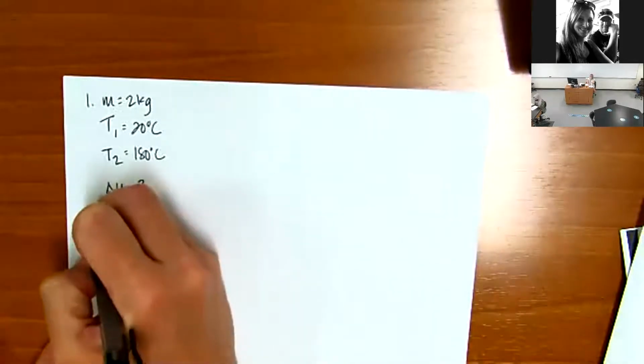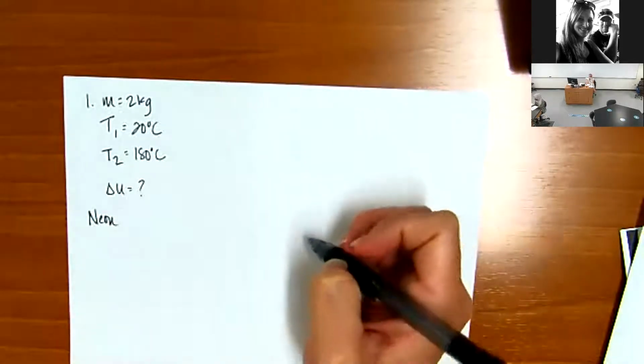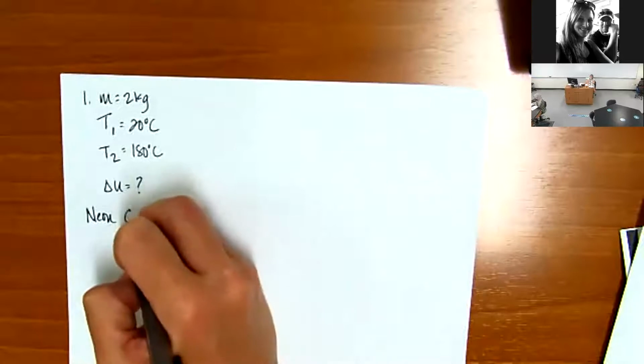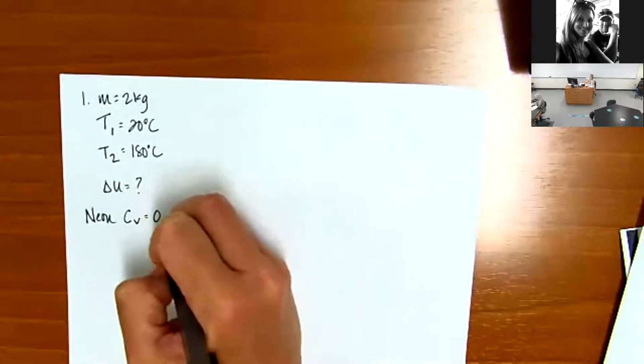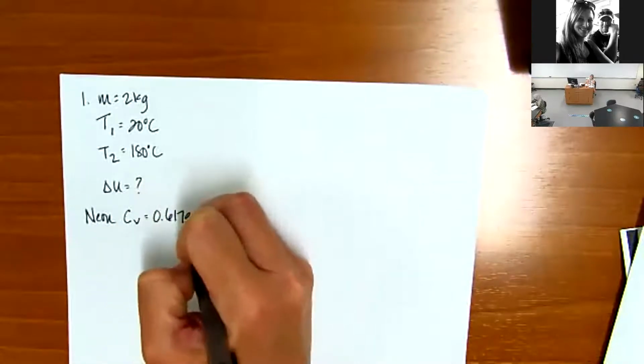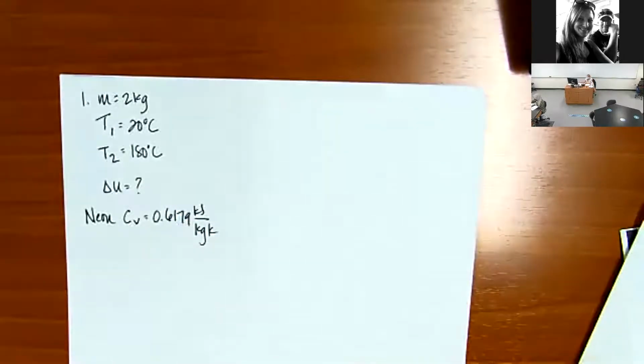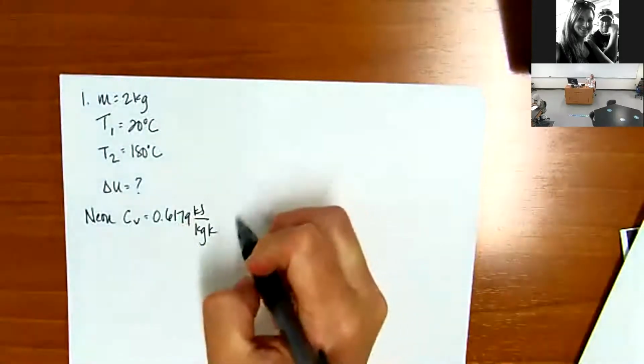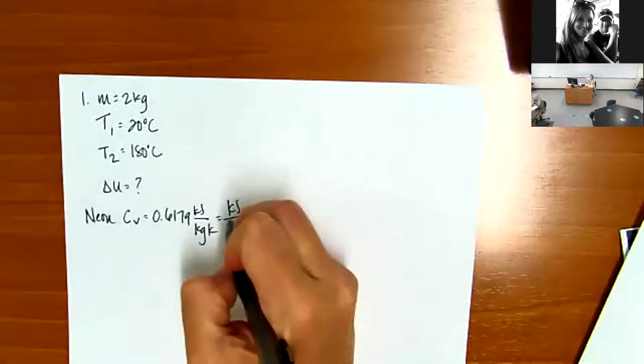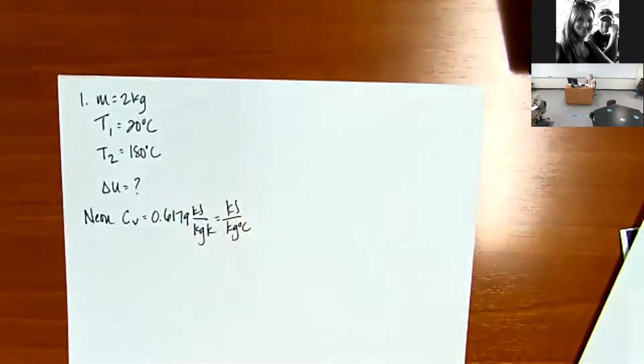We know that for neon, our C sub V is equal to 0.6179 kilojoule per kilogram Kelvin, or Celsius. This is the same. We can use these interchangeably, which is nice about specific heat.